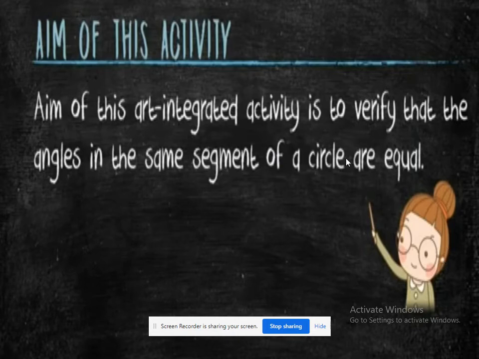Next, what is the aim of this art integrated activity, students? It is to verify that the angles in the same segment of a circle are equal. So this is the aim of this art integrated activity.